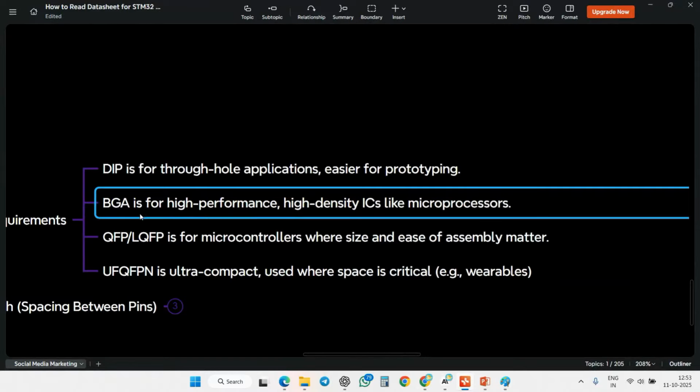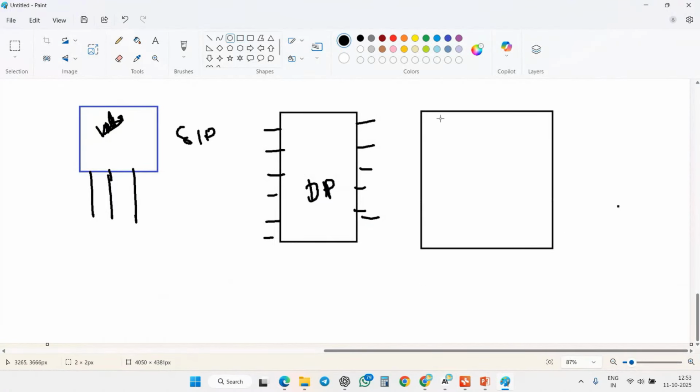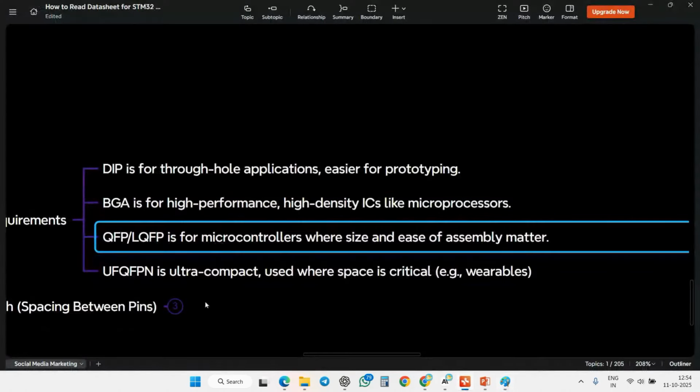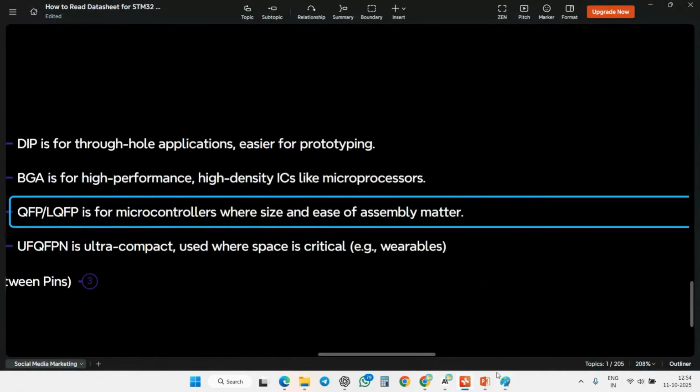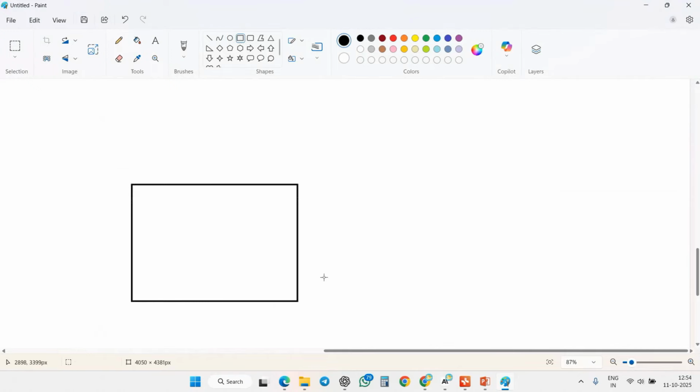And a BGA, ball grid array, means whenever you are going to use this IC, it is a high performance, high density IC. The ICs are represented in ball size only. So for the complexity of the board you want to create, you just use this ball grid array. Then quad flat package, where size is easy to assemble. There are no complications here because your pins are located at the four ends. If you want to reduce the IC pin size, you can simply put the pins on the four sides.